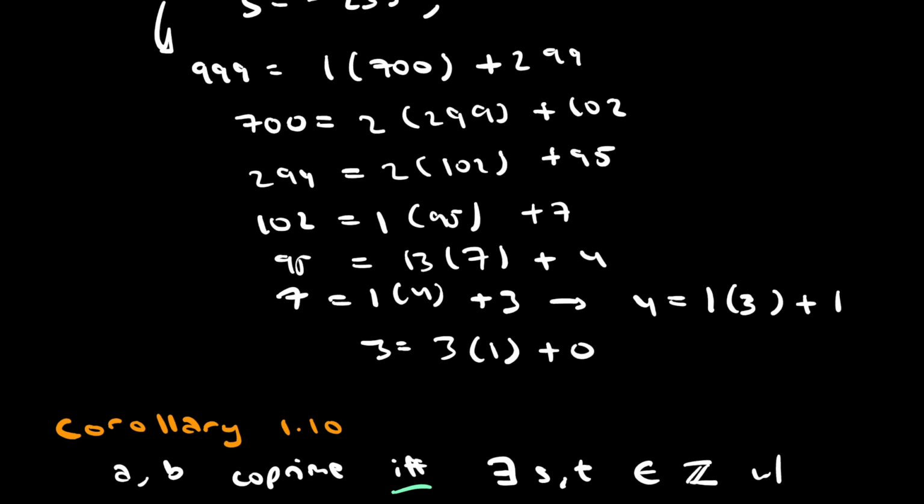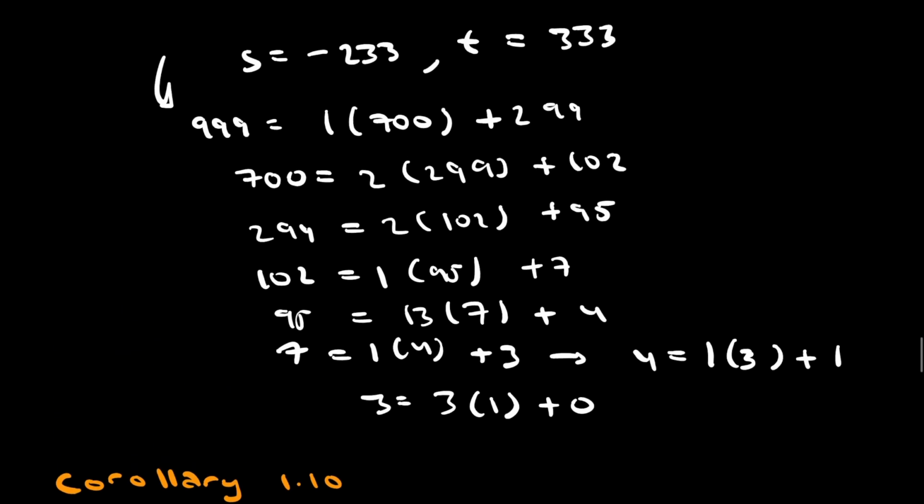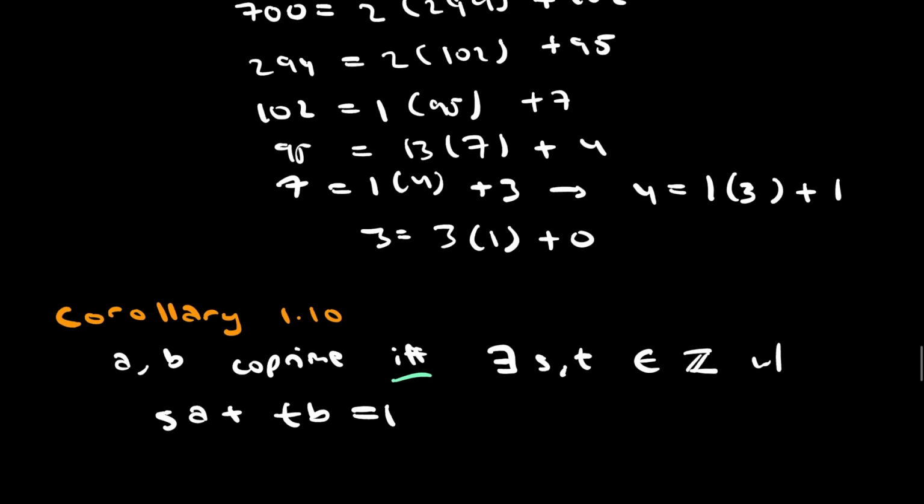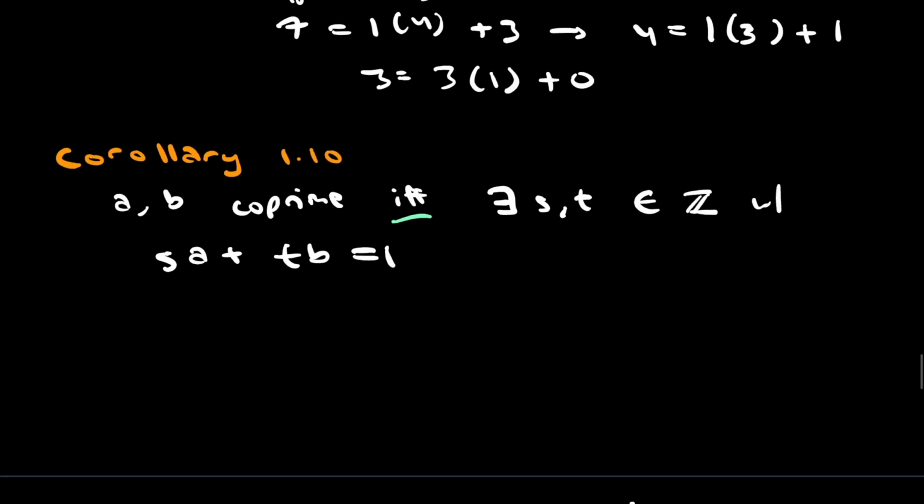So running the algorithm gives us corollary 1.10 for free, which is A and B are co-prime if and only if there exist integers S and T with SA plus TB is equal to 1. And we just watched both directions of that in action.